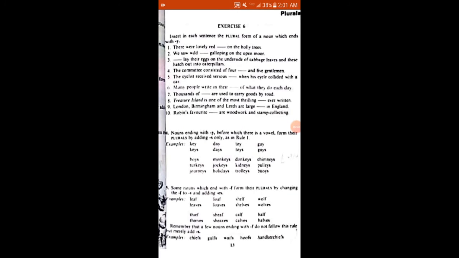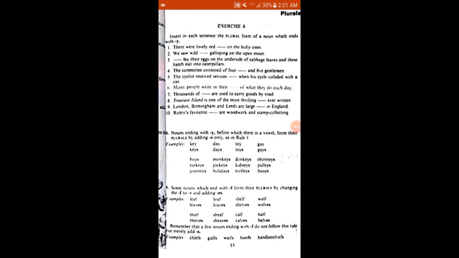Continuing the formation of plurals. We have discussed 3 rules of forming plurals. Let's move towards rule number 4, that is written on your page number 13: nouns ending with y before which there is a vowel.